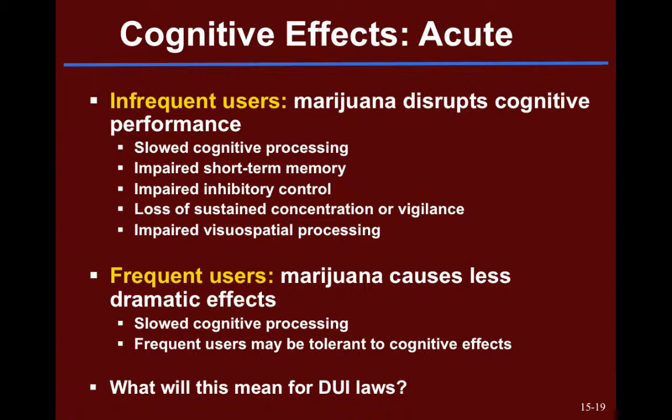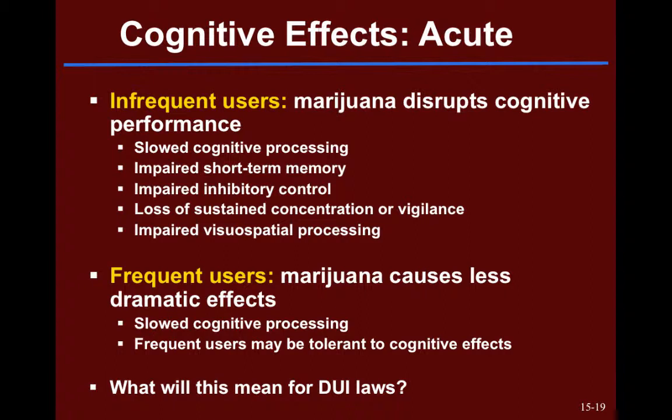Now, among frequent users, people who are exposed to the drug on a more regular basis, we may see some tolerance here. We see less dramatic effects in people who are more accustomed to the drug. We do see the slow cognitive processing, but not as slow with novice users, and it may be that process of tolerance that relates to that.